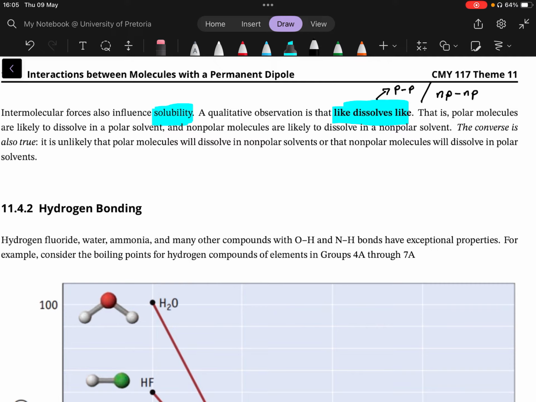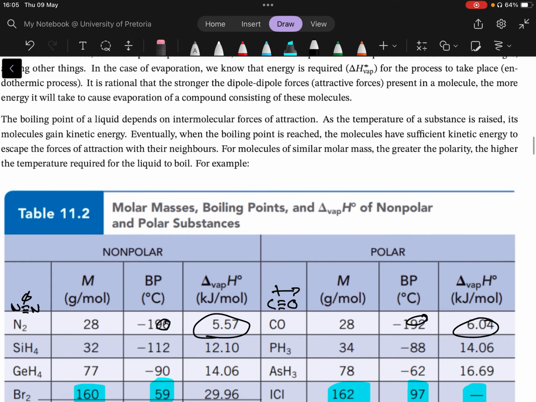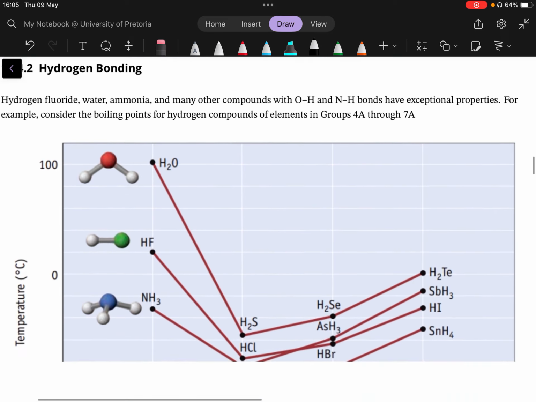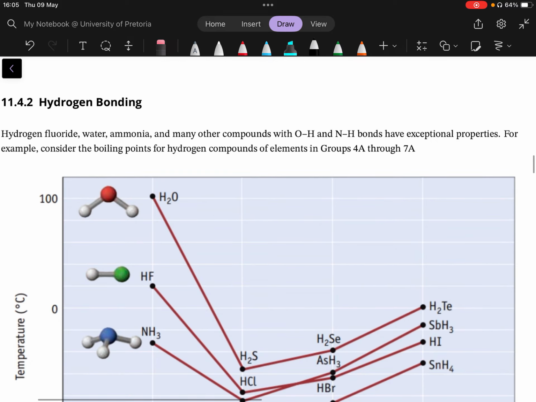So if you're asked to determine whether CO is going to dissolve preferentially in water or in bromine, you'll say, well, CO is a polar molecule, and water is a polar molecule, bromine is a non-polar molecule, so it will preferentially solvate in the water. Okay. An important type of intermolecular interaction is when you have a nitrogen, an oxygen, or a fluorine with hydrogen.